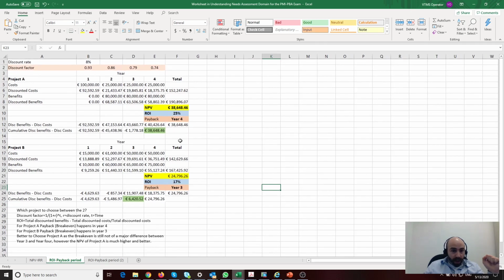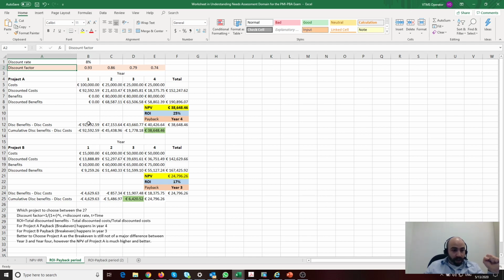That's another example, showing more information here. Again, discount rate, discount factor, it's 1 over 1 plus the rate. There is a formula here, and we get these numbers. We have project A and project B, and we want to choose between them. Year 1, 2, 3, 4 for project A and for project B. The cost is 100,000 euros for project A, and the cost for project B is 15,000 euros.